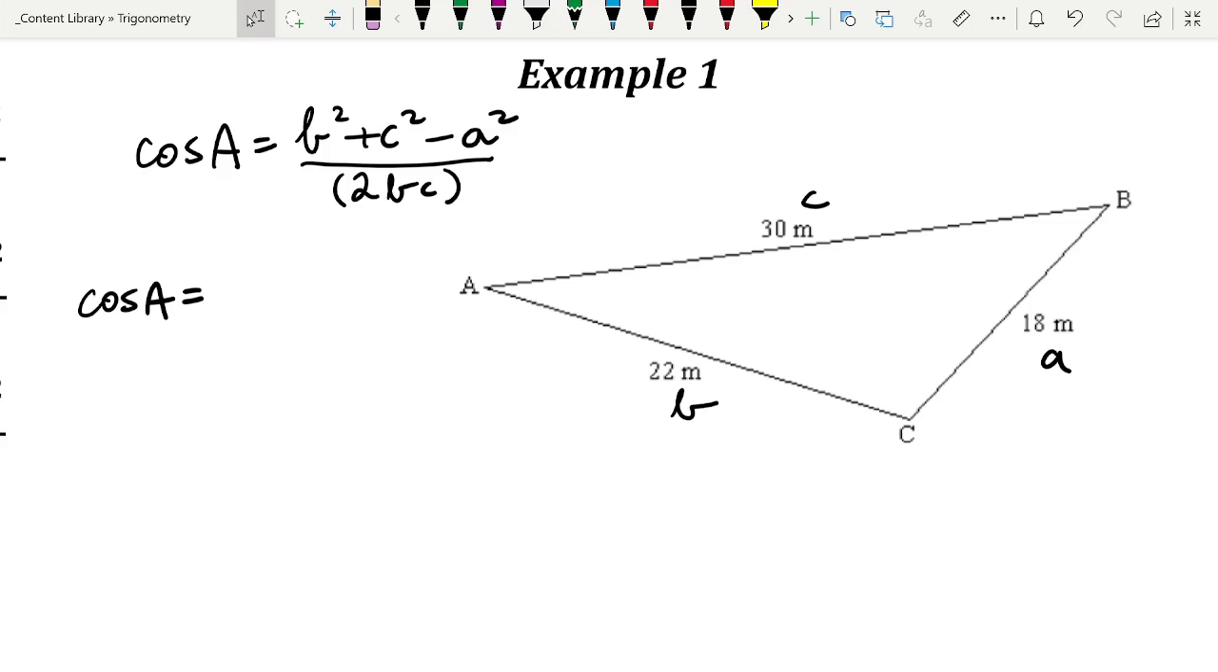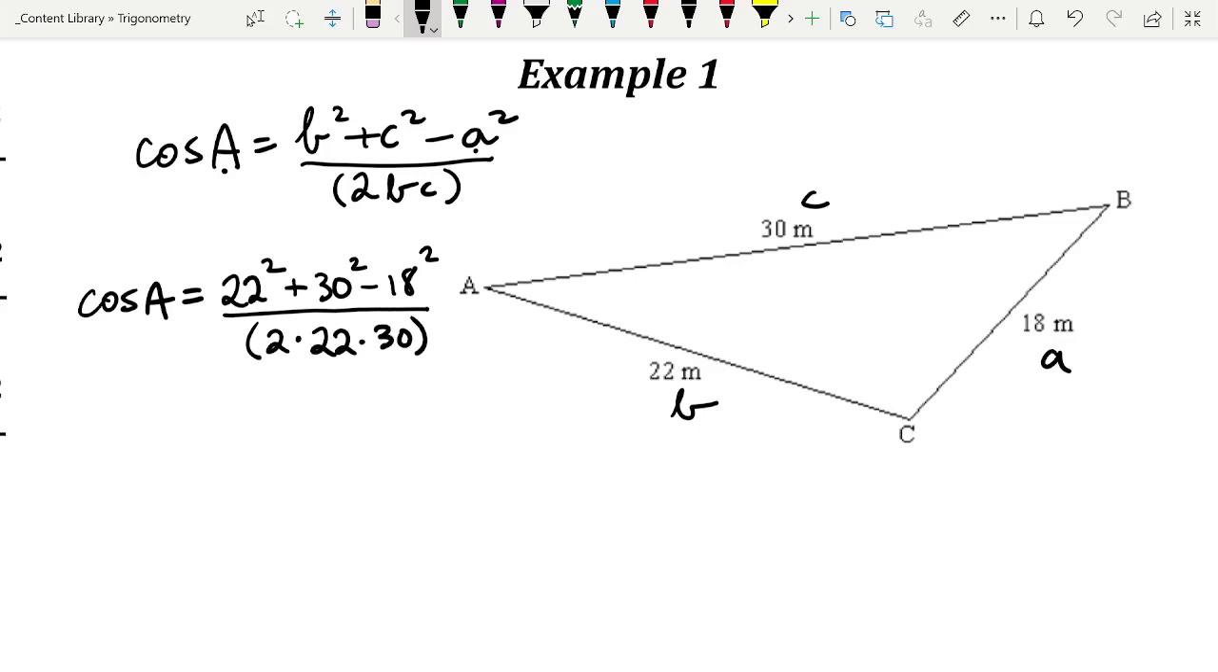But what does matter is if this is angle A, side A has to go here. It has to be the one that's being minused. So it's going to be 22 squared plus 30 squared minus 18 squared. And all that's divided by 2. I don't want to use x's. I hate using x's for multiply, especially when things get complicated like this, because I trick my head into thinking it's a variable. So I'll use a dot for multiply. Are you guys okay with that? 2 times 22 times 30. There we go. Now everybody take out your calculators and let's punch this together.